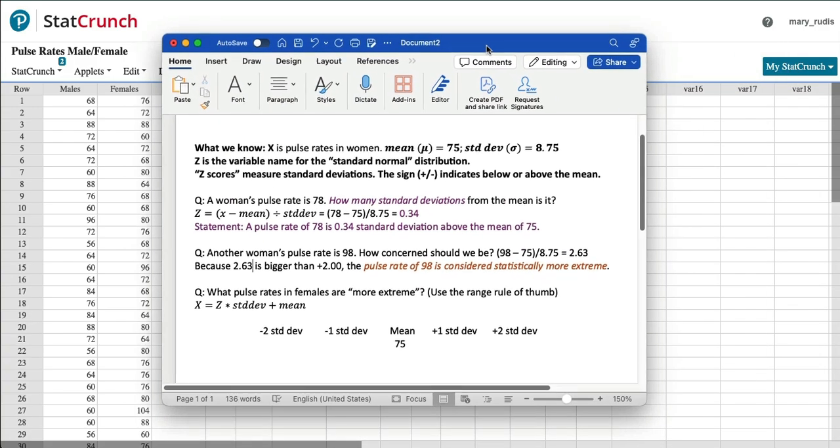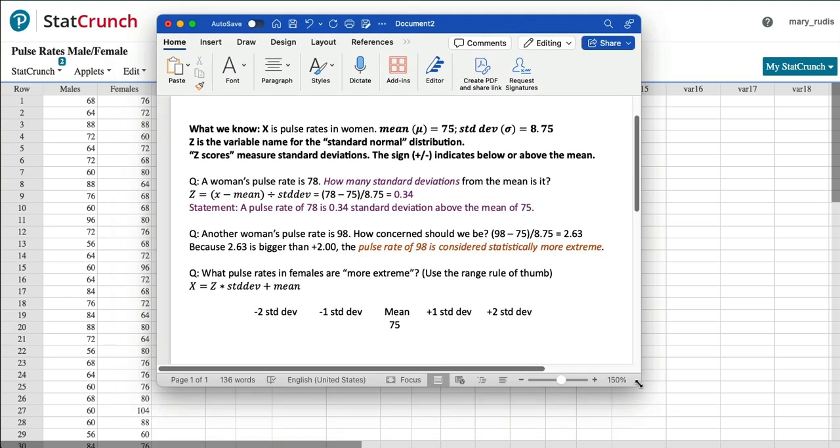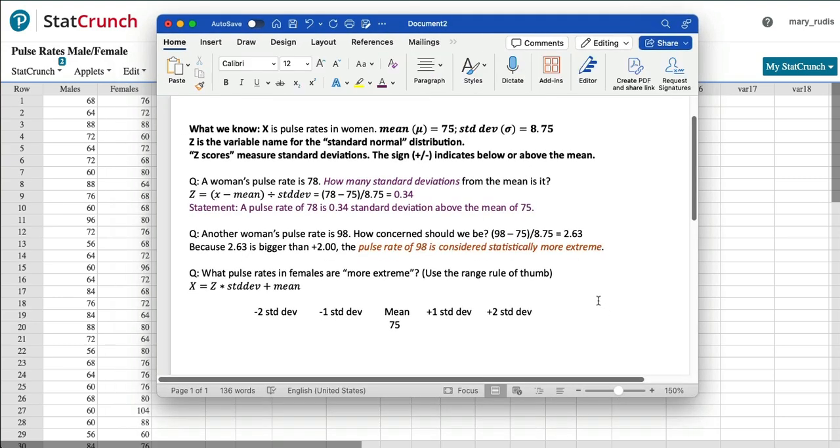So I'm going to pull over another document here that I've started typing on. I just want to report what we know about women's pulse rates in the population. Let's say that we've been collecting data for a very long time, and once you have a large enough sample of the population, you pretty much have an idea of what the population looks like. So let's suppose that among all women, the mean, which is the Greek letter mu, is 75 beats per minute. So 75 is our measure of center that we're going to use for relative standing.